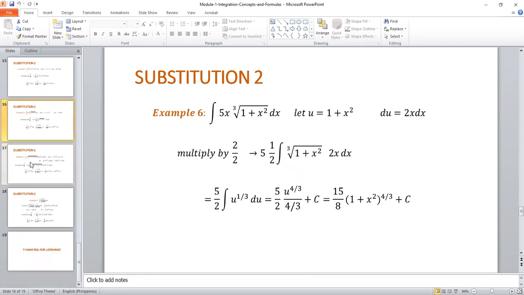Now you have a radical sign multiplied to 5x. Okay, 5x. Now what will you do with this? You have 1 plus x squared multiplied to 5x. Actually, it's not a square root, but it's a cube root because you have 3 in here.